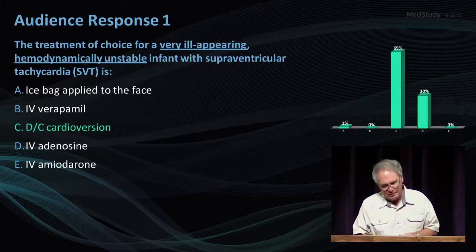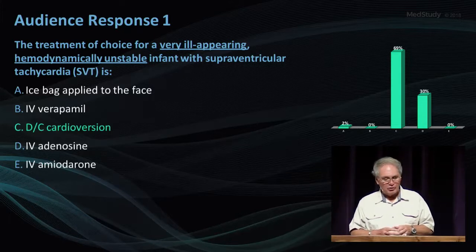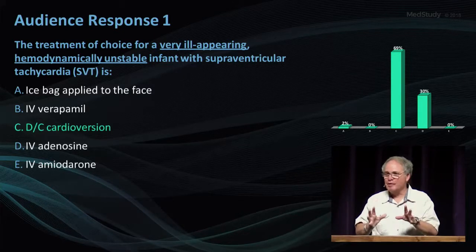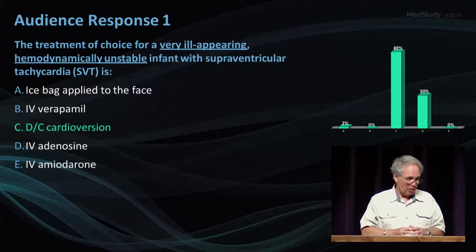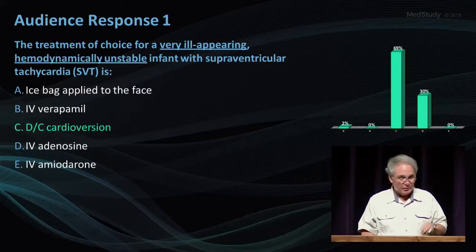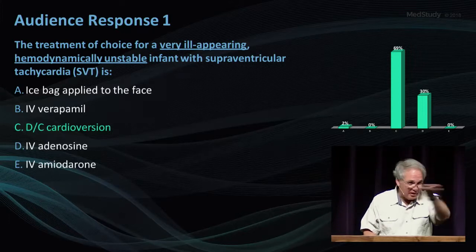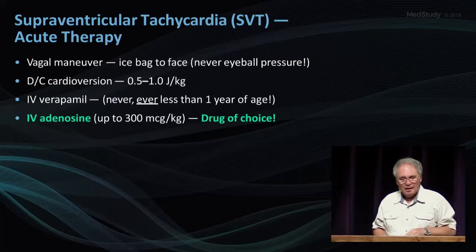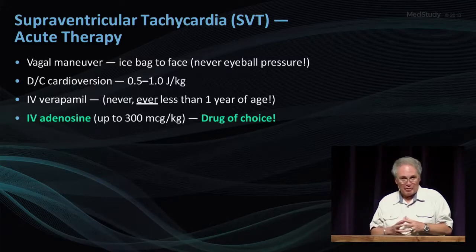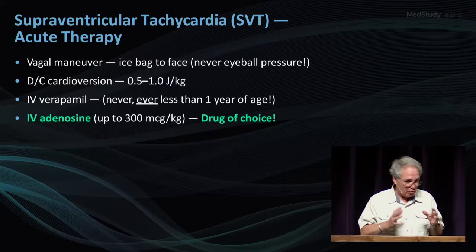So the correct choice is DC cardioversion. All the others are okay treatments of SVT, but the best one in a critically ill baby is cardioversion, okay? It works, it's fun, it saved a baby's life, okay? All right, let's talk about some of the other possible therapies in a baby who's not so critically ill.